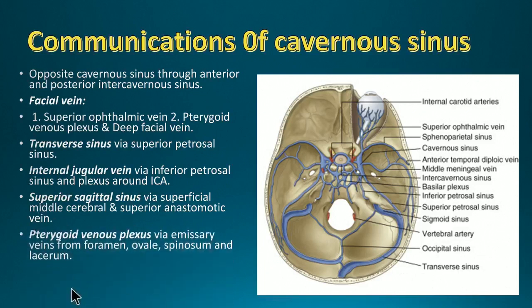Then it maintains connection with the pterygoid venous plexus through the emissary veins passing through the foramen ovale, spinosum and lacerum. These all transmit emissary veins to the pterygoid venous plexus, because the main function of the emissary vein is to connect the extracranial veins with the intracranial dural venous sinuses, mainly for the maintenance of intracranial pressure. They see to it that the intracranial pressure does not increase. But they also serve as a potential route for transmission of infection.